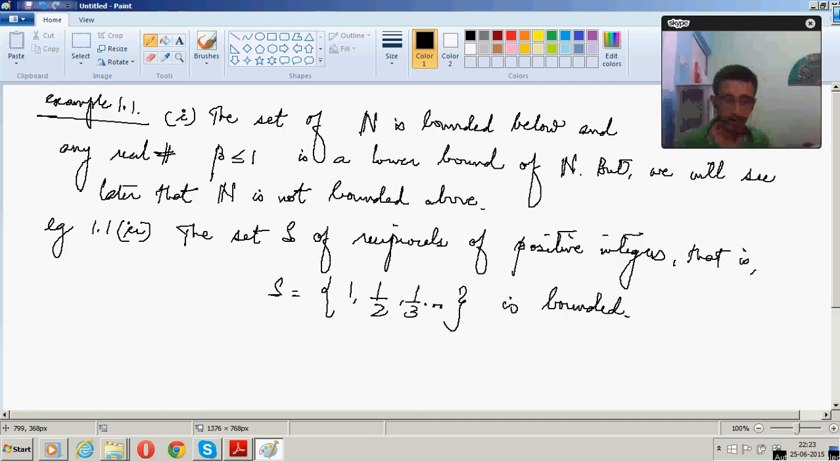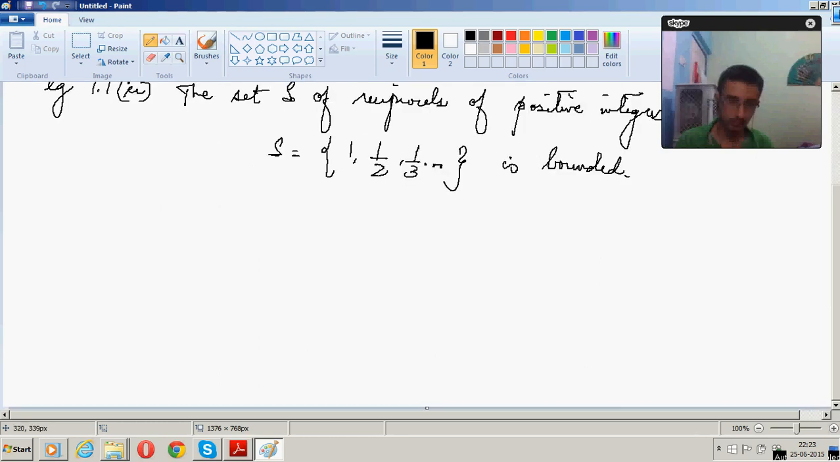Lower bound would be, say, minus 1, or any number less than or equal to 0. And how is it bounded above? Upper bound would be 2, or any number greater than 1. So we need to learn to write it in a formal way.